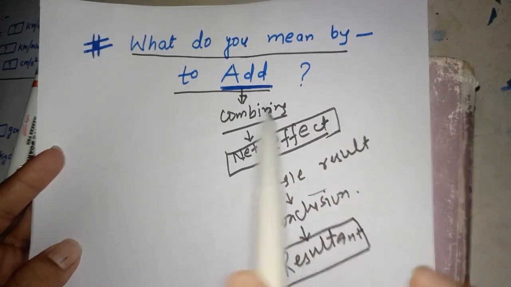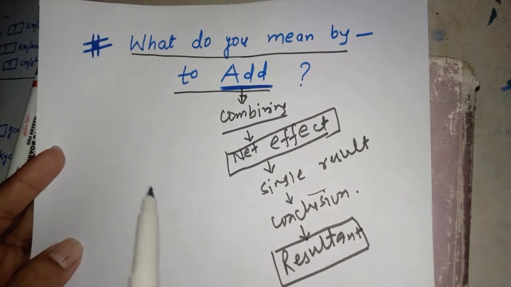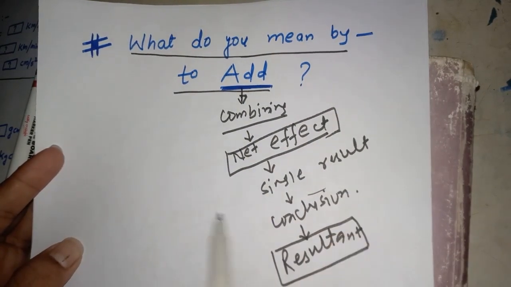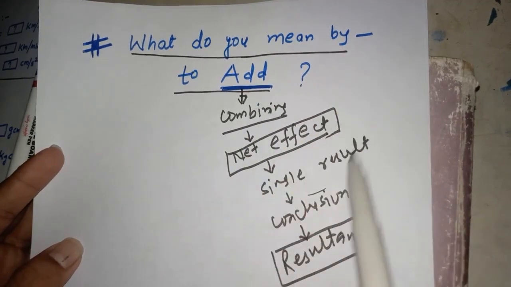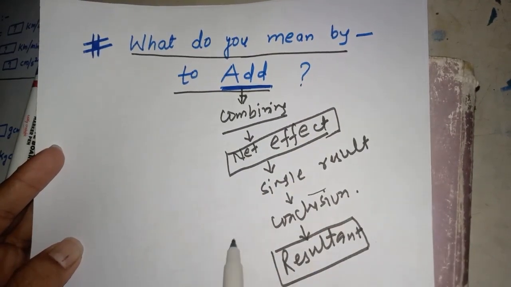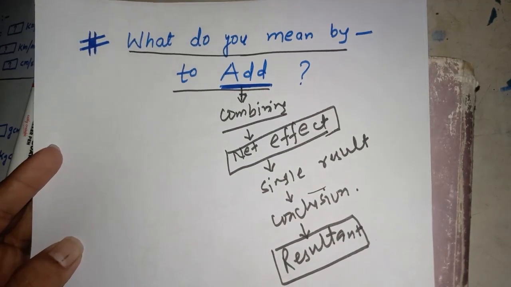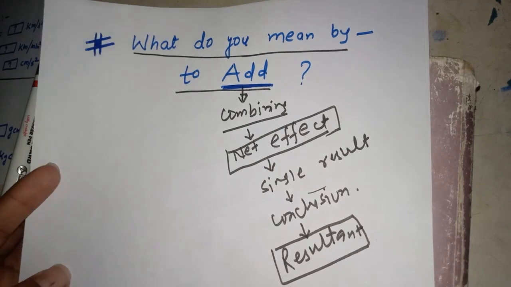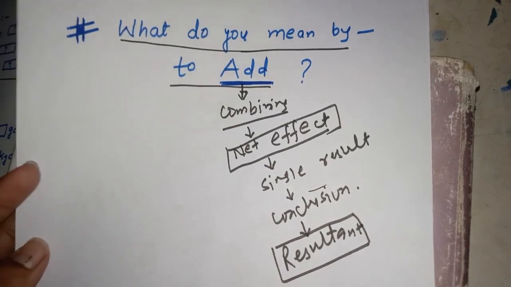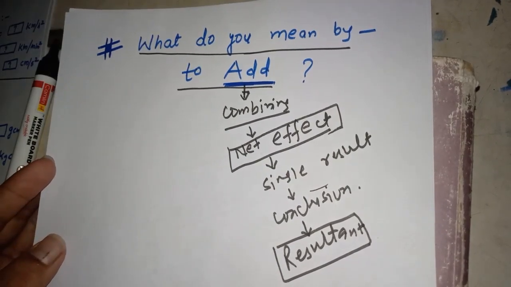So the adding of two vectors means combining the two vectors, or we want to find the combined effect of various vectors or many vectors, or we want to know about the net effect of many vectors, or a single result or conclusion about the many vectors, or the effect and resultant of several vectors. Now I have given you an example. Now I give you another example.